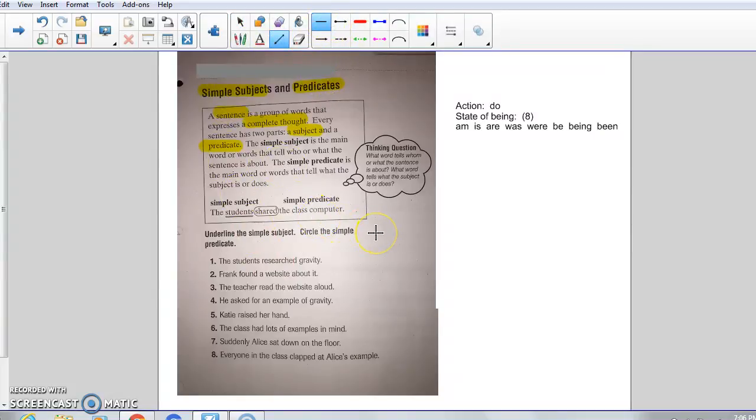Number 1, the students researched gravity. So we have a couple of nouns there. We have students, they're people. Gravity is a thing. So you have to ask yourself which one actually did the action in the sentence. Who or what is the sentence about? Well, here it's about the students. For your predicate, you ask yourself, what did they do? They researched. Okay. So check that, fix it if it is incorrect.